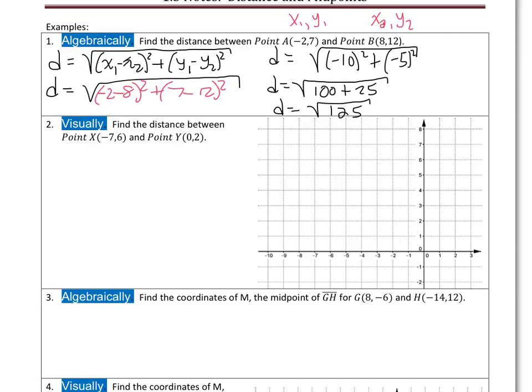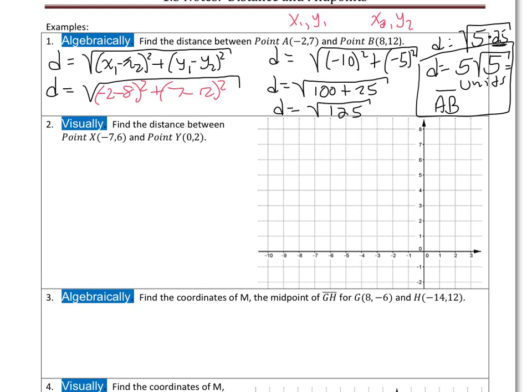I could simplify that if I want to. 125 is 5 times 25, and 25 is a perfect square. So I'm going to take that square root of 25, and I end up with 5 square roots of 5 units, and this equals the length, in this case, of AB. So that's how I'd approach the problem, with a formula, substituting values and solving for that segment length.